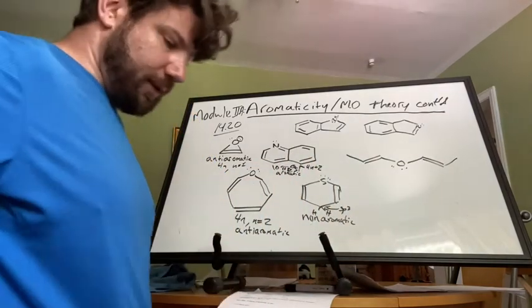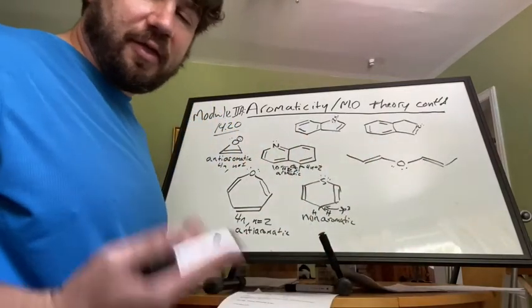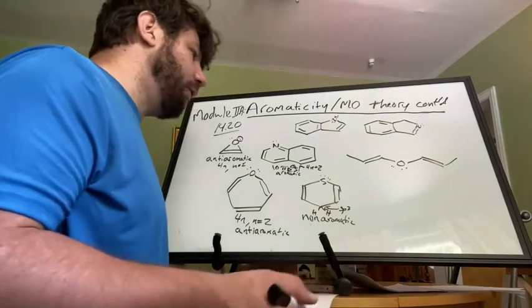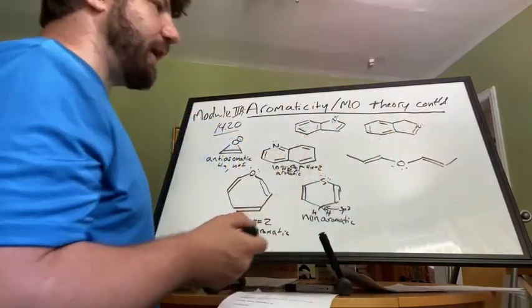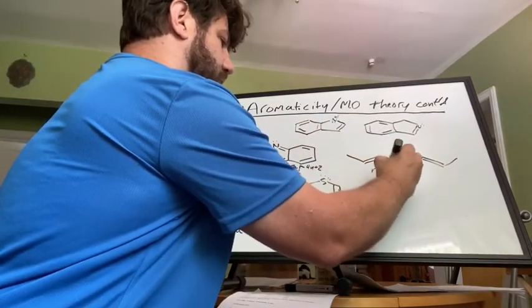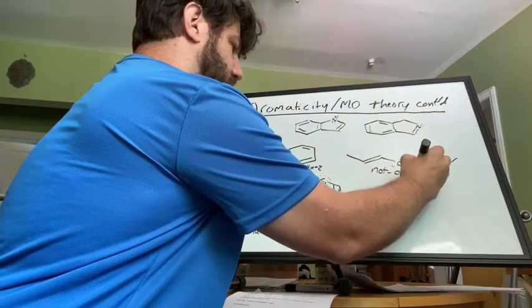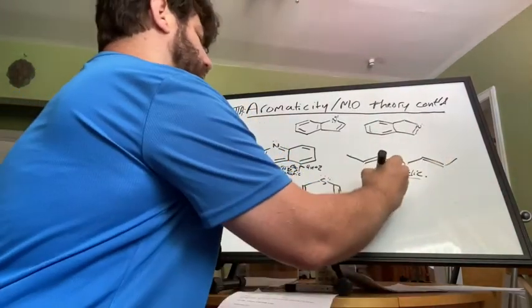All right, moving on. So this is a linear one. That should be a dead giveaway that things are not going to be aromatic at all. Okay, so we could think that there are going to be 6 pi electrons, but again, not cyclic. So non-aromatic.